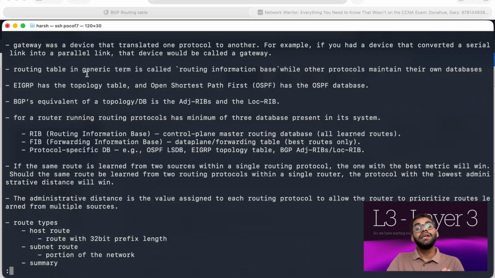What is a gateway? Gateway used to be a separate device that translates one protocol to another. We were talking about when we used coaxial cable for connectivity, converting digital to analog mediums and vice versa. A modem you can say is a form of gateway. For example, a device that converts a serial link into a parallel link would be called a gateway. But in the modern context, gateway is the IP address of the device that will handle the routing for us.